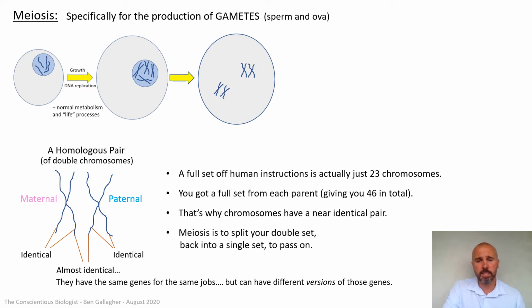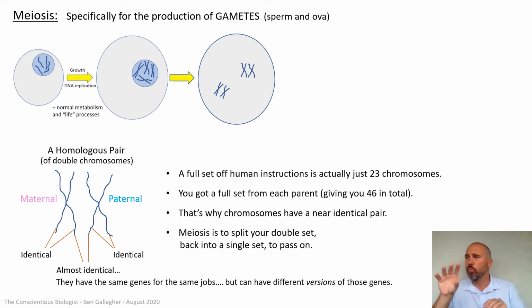And meiosis is to split that double set back into a single set. So what you pass on to your offspring is back to a single set of human instructions rather than the double set which all of us hold. That's new information. That might be a bit weird to some of you, that you actually hold 2 humans worth of DNA. But that's really important for your variation, because it gives you some choice.